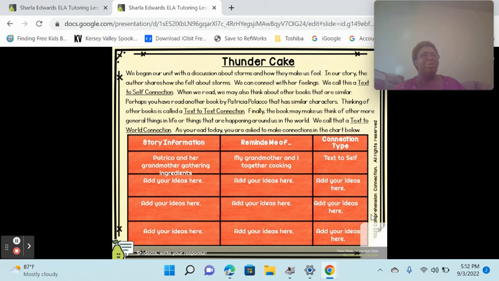And then what I want us to do is make a connection to this book. Remember, I asked you, tell me about a time when you were afraid, or even anything in the book that you can relate to, or you say, oh, that might have happened to me. We're going to talk about all of that in the story. For me, when Patricia and her grandmother were getting those ingredients together, it reminded me of when I was cooking with my grandmother. So that was my text to self. That was my experience that I had. And we're going to talk about either experiences you had, another book that you read, or somebody else's experience. It's okay.